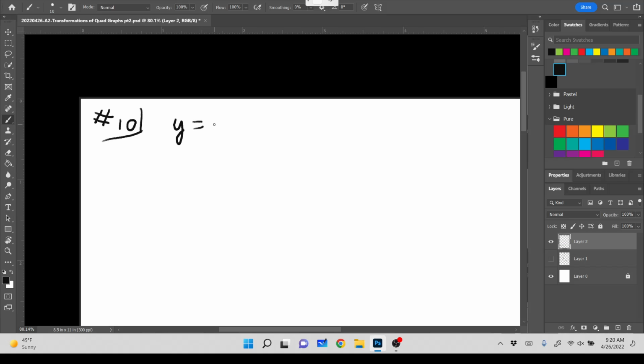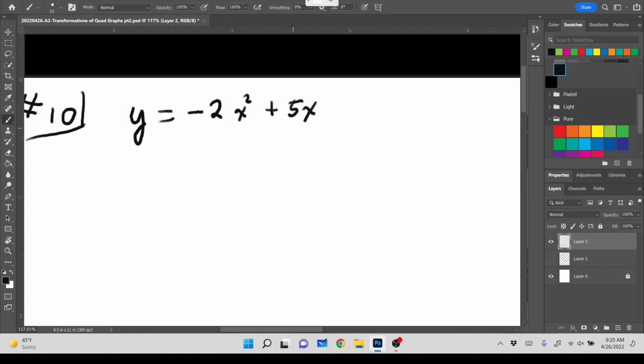Equals negative 2x squared plus 5x. So we get to look at 2 different things. First of all, there's not a C, and second of all, we've got an A that's not 1, right? So we've got to deal with all that. What do we need to do first? If there was a C, what would we do first? Move it over, right? There's no C, so we don't move anything over.